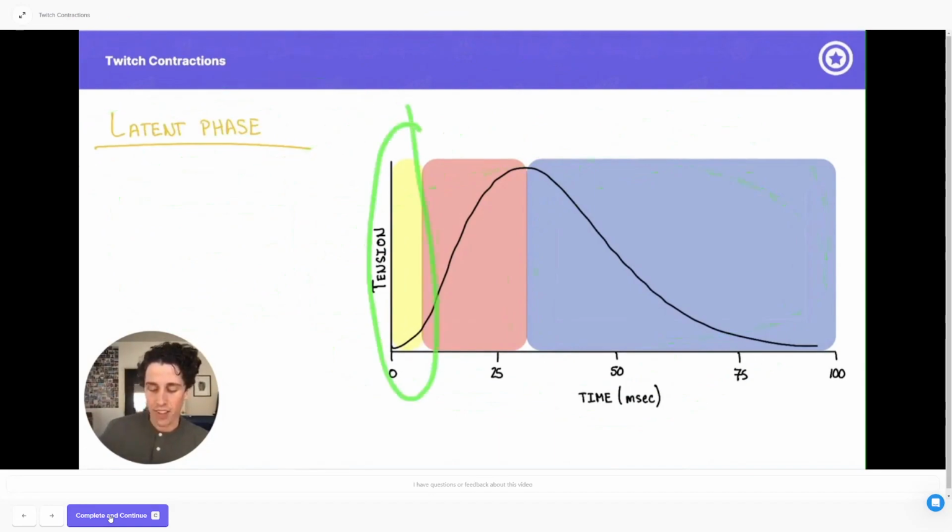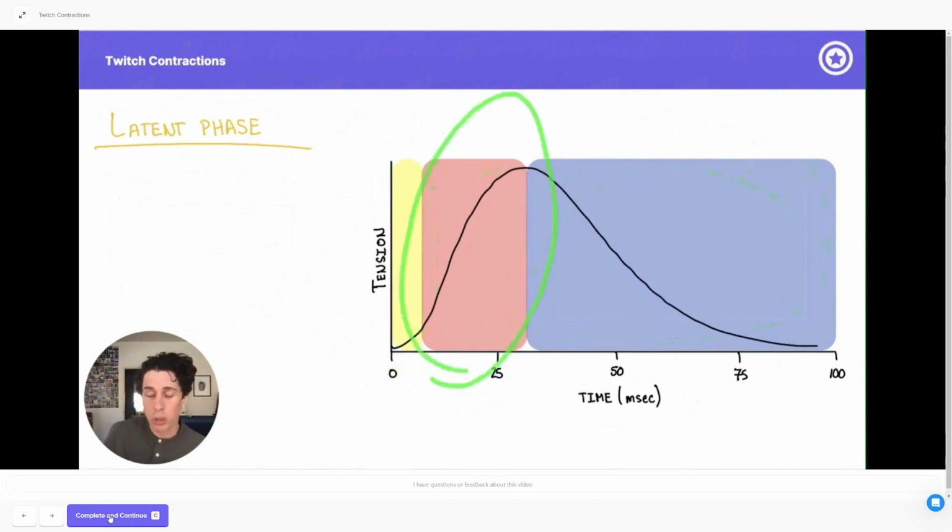We can see that right here on this little graph. And so we can see that this is the very first portion right there. It's not super long, and we can also see that there's not a lot of tension associated with this phase. So it starts out at zero tension because there's nothing happening. And that's going to lead into this portion, which we'll talk about in just a second. So let's go ahead and talk about what is actually happening in this.